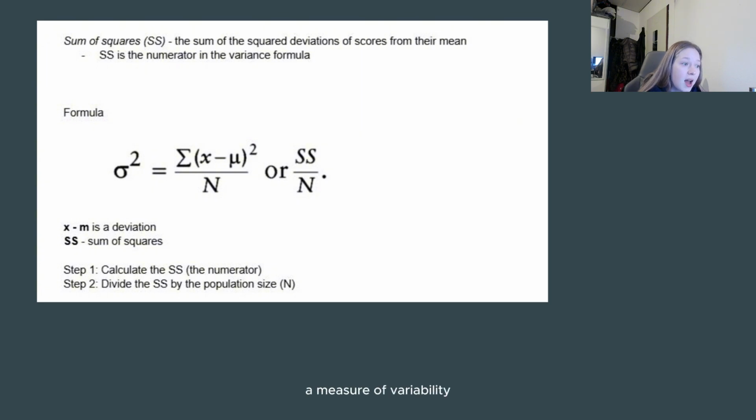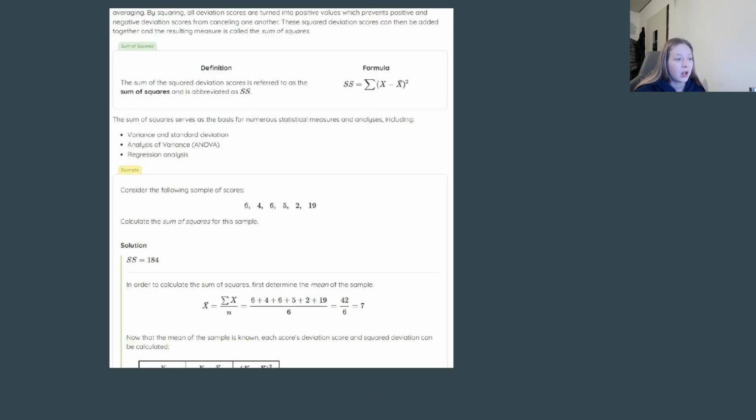Population variance, a measure of variability for the average square distance that scores in a population deviate from the mean. Computed only when all scores in a given population are recorded, and deviation, the difference of each score from its mean. Here you can see the formula for it. We can also look at the definition of the sum of squares, which we talked about before, and this is the formula.